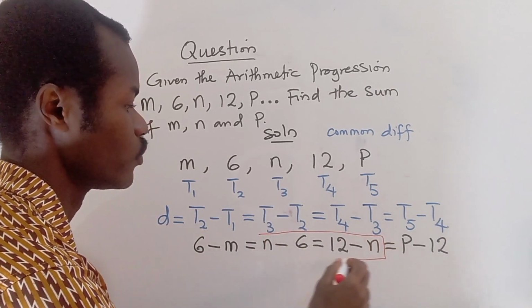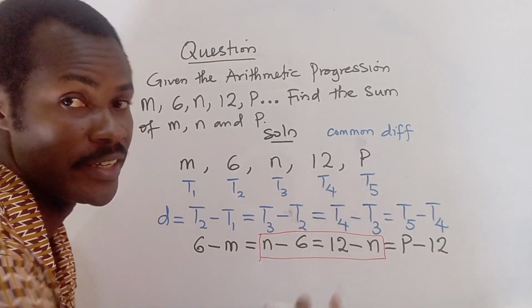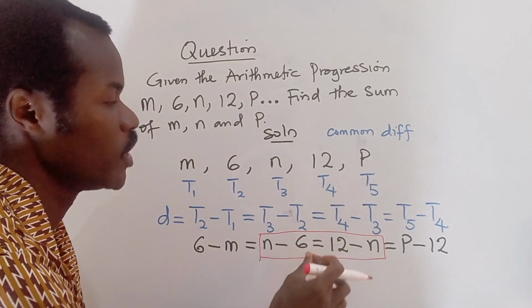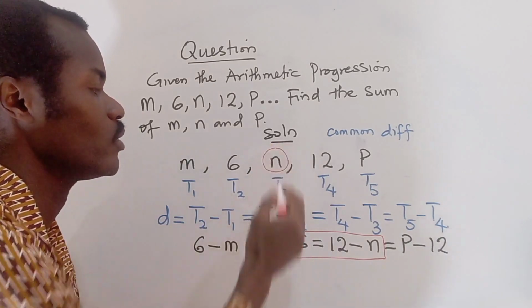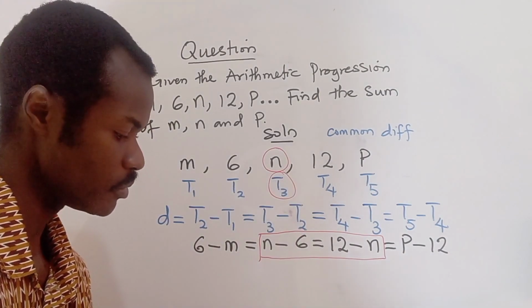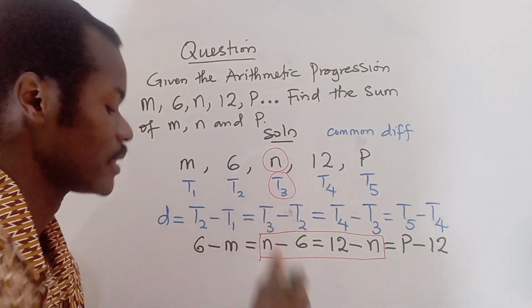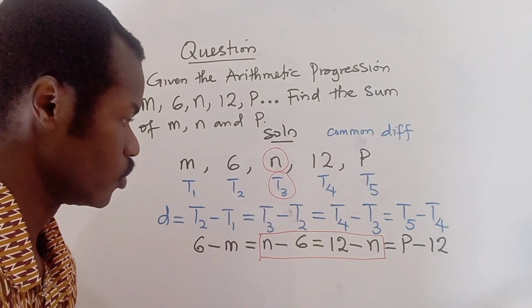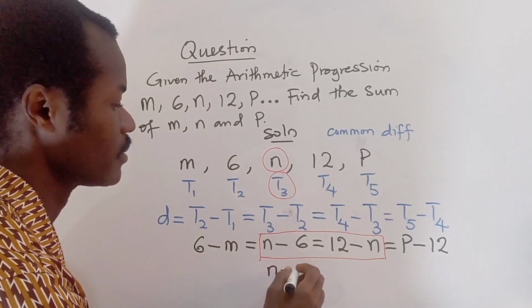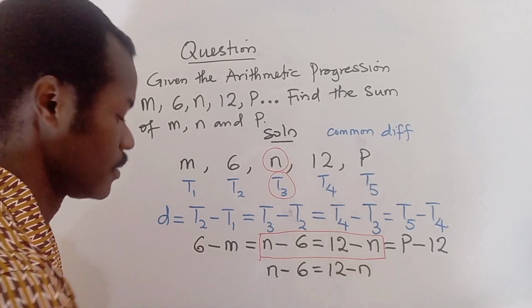Now that we have this, I can recognize something here. You can observe with me, we have N here and N here. So from this equation we can solve for the value of N, our T3. So let's use this to solve for T3. Remember we have N minus 6, which is equal to 12 minus N.